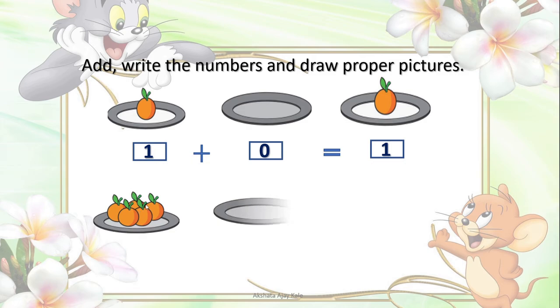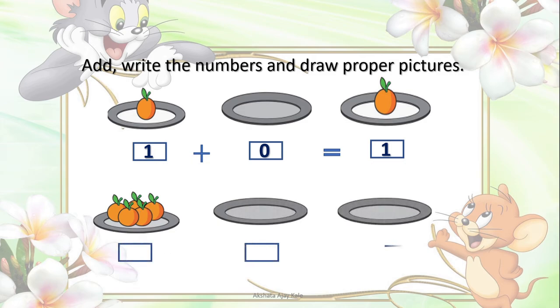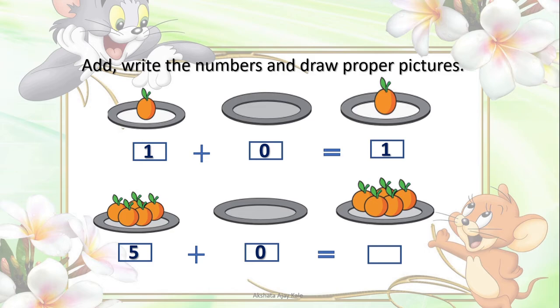Okay. Next, again we will draw the boxes first. Okay. Now here 1, 2, 3, 4 and 5. 5 fruits are there. So let us write 5 here. Okay. And here nothing is there. So 0. Okay. Now 5 plus 0 is equal to how much? Yes, 5. Very good. So let us write 5 in the box.